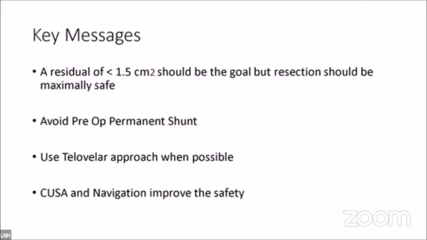So motor evoked potential is going to help you. If you are approaching the brainstem, you would have auditory evoked potential. So these things give you a lot of confidence, and you are able to do a better resection.